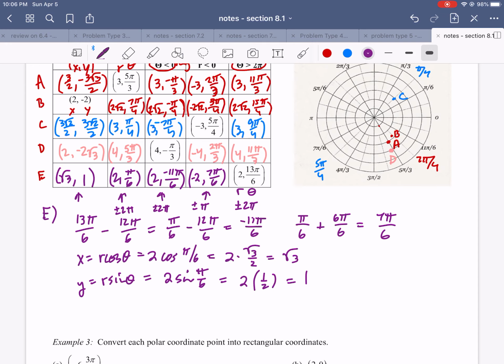If we were going to plot that, then we would go to pi over 6, which is right here, and then go out 2 radii, which would end up being right here, and that would be point E right there.